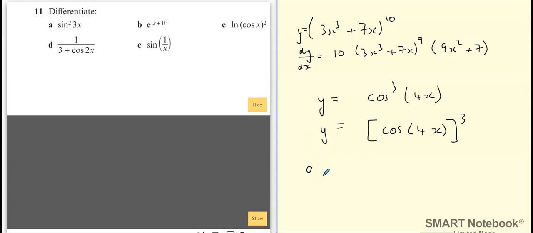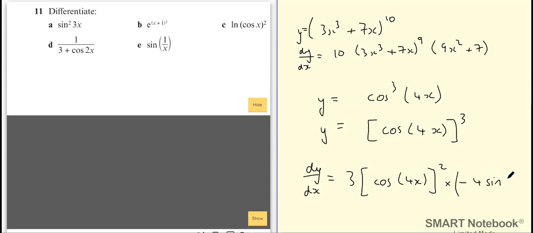Now we know how to differentiate a bracket to any power. dy by dx, multiply the power down, take 1 away from the power of the bracket. This is the way I would do it, and then maybe if it can be simplified, I would simplify at the end, squared. Then I need to multiply by the differential of what's inside. Now cos f of x differentiated was minus f dash of x, so minus 4 sine 4x.